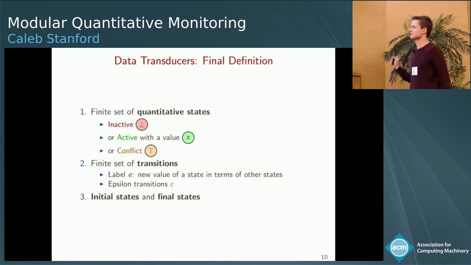Okay, so that's the whole definition. I have a finite set of quantitative states, which are in one of these three modes: inactive, active with a value, or conflict. I have a finite set of transitions, which are labeled with expressions to give me the value of that state in terms of other states. And then I have a set of initial states and a set of final states.